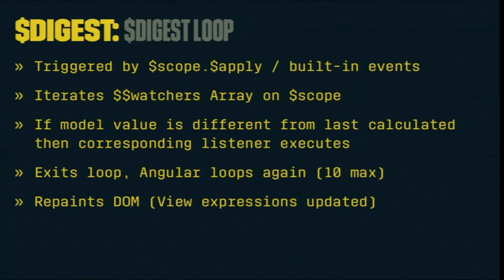So after all these, I kind of sum them up. Some of them I might talk about with the code examples as we carry on. So the digest is triggered by scope $apply and the built-in events. We iterate the watchers array. If you console log the scope, when you're actually in development, you can see all the watchers, so it's quite interesting. If the model is different from the last calculated value, Angular will execute the listener. We exit the loop, repaint the DOM.